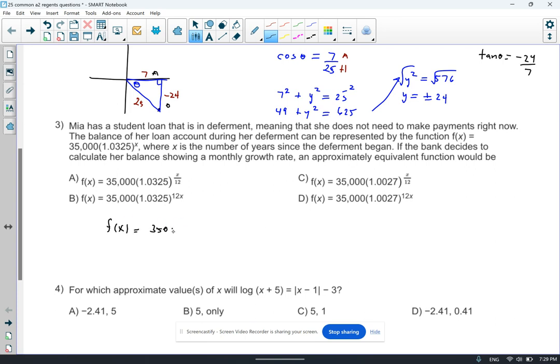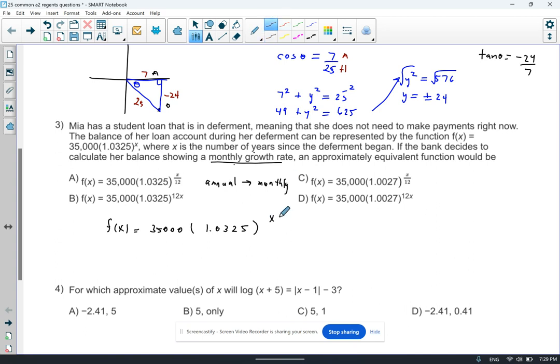So she's starting out with a loan of $35,000, where x is the number of years. So x, that exponent, is in terms of years. If the bank decides to calculate her balance showing a monthly growth rate, so now we want to go from annual to a monthly amount. Well, to convert years to months, you multiply it by 12.